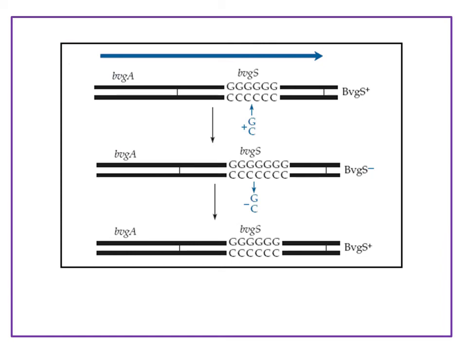The toxin and other virulence factor genes of Bordetella pertussis are controlled by a two-component regulatory system consisting of the BVGS and BVGA proteins. The mutation adds or deletes a GC base pair in a sequence region containing a string of 6 Gs, resulting in reversible loss of virulence through a frame shift in the BVGS regulatory protein.